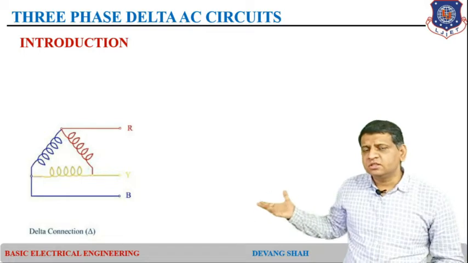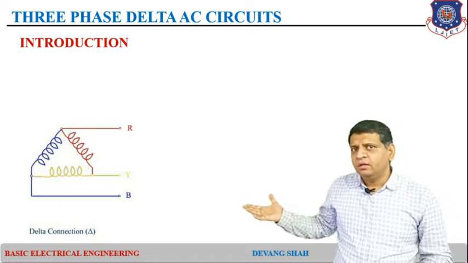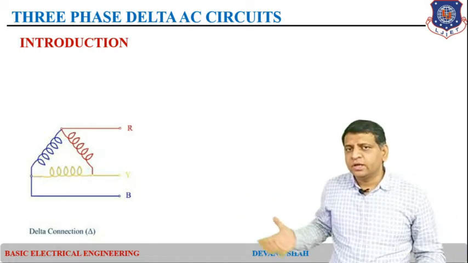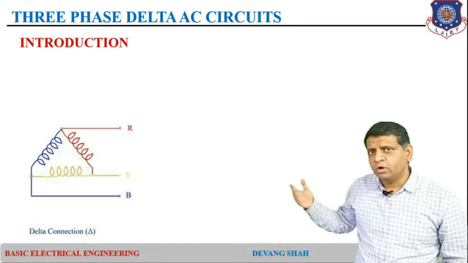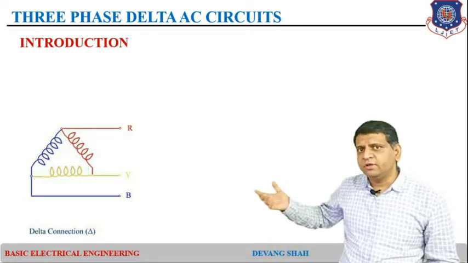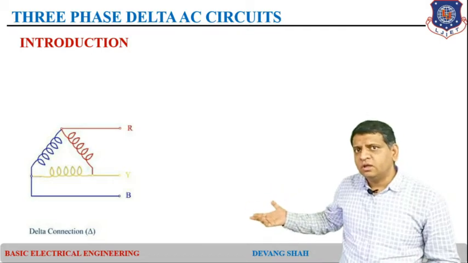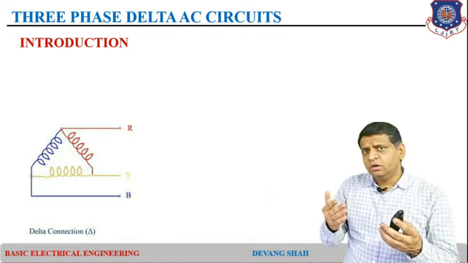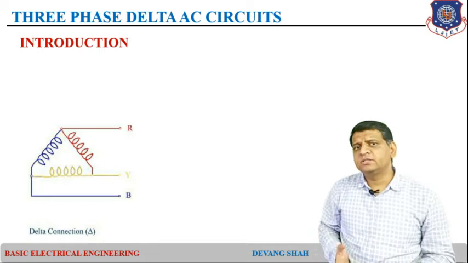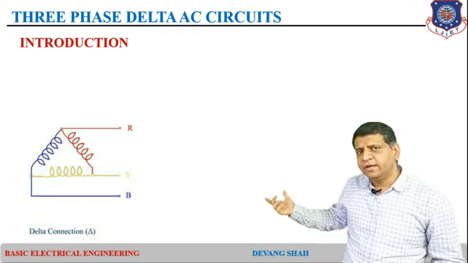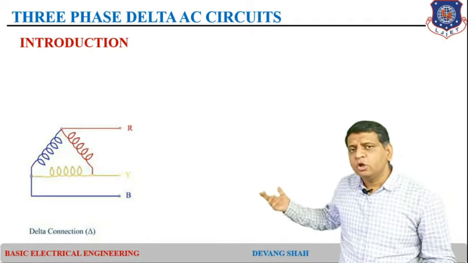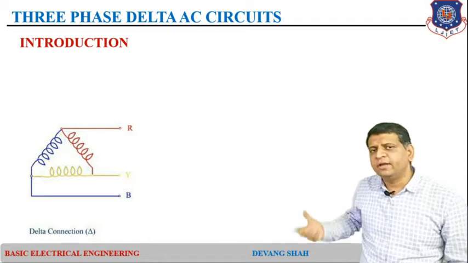So you can see this is the specific shape of delta, where there is the star shape and the delta shape we need to understand. This is the delta shape, where you can see all these 3 phases, red phase, yellow phase, blue phase, are connected here. The starting and ending end of each winding are connected together, and that is defined as a mesh shape or a closed loop, right. So this shape we define as a delta shape.